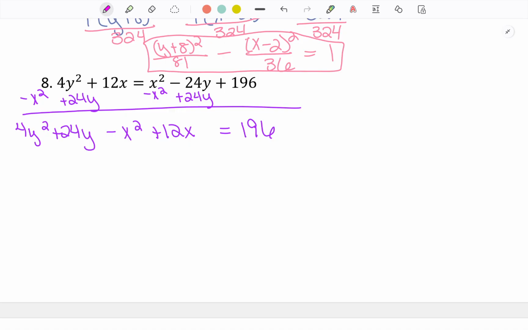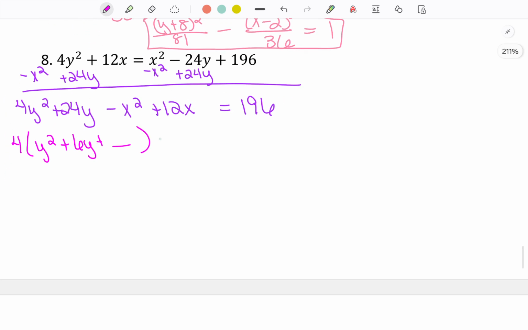And so then we will go ahead and factor out the 4. That leaves us with y squared plus 6y plus something. And then we will need to go ahead and factor out the negative for the x's to have the minus. So that'll give us x squared minus 12x plus something. And so we'll have the 196 plus 4 times something, and then minus the something that comes from the x's, since we had to factor out that negative.